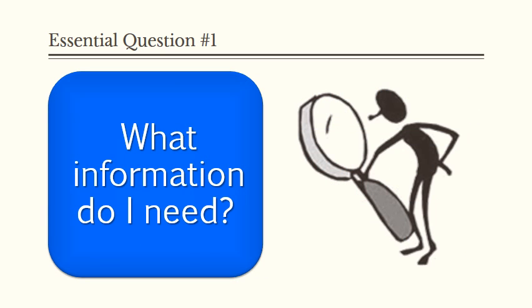Essential question number 1 is what information do I need? You will use many resources to research your topic. It's difficult to remember all the information you will need for in-text citations and the reference list. Sometimes it can be difficult to find the resource again once you put the book back on the shelf or closed the website. So it's best to write down all the information you'll need as you use the resource.